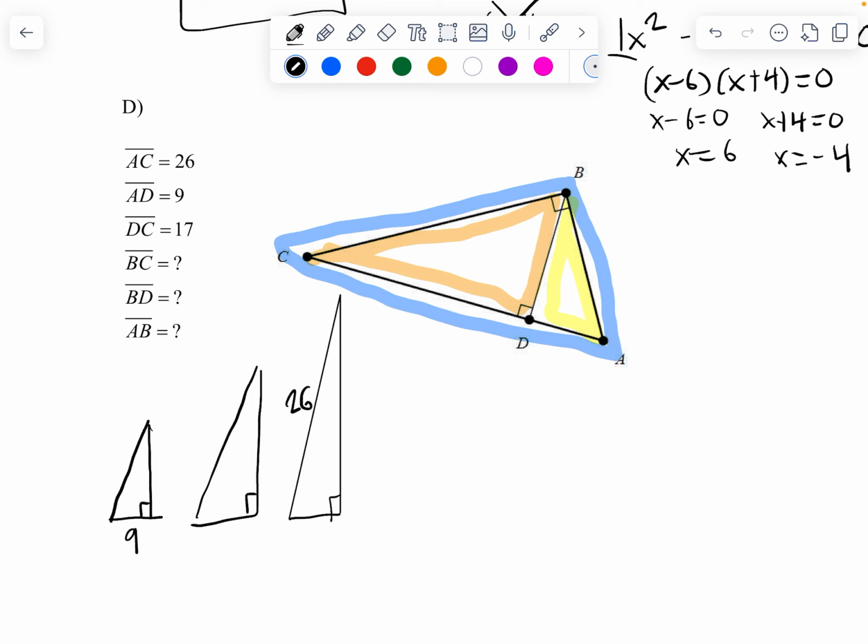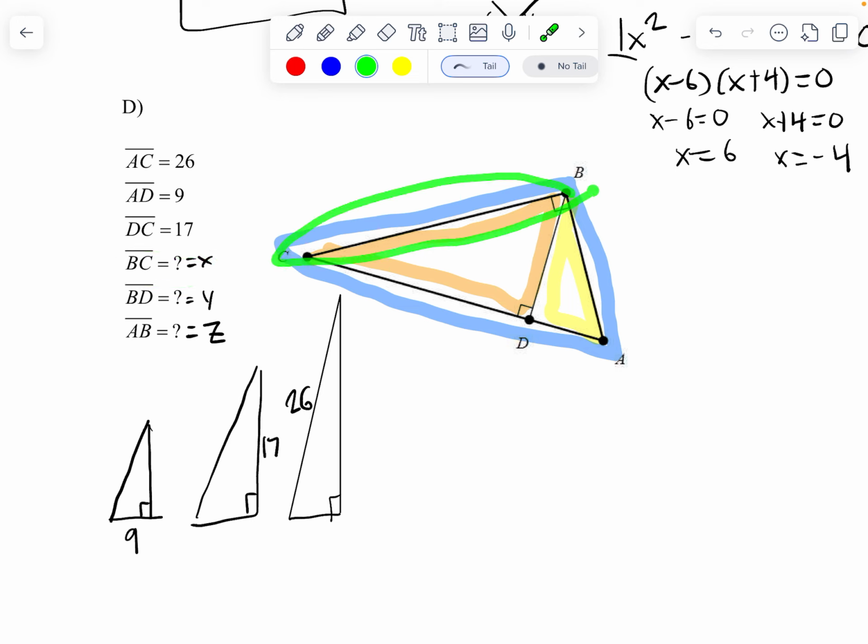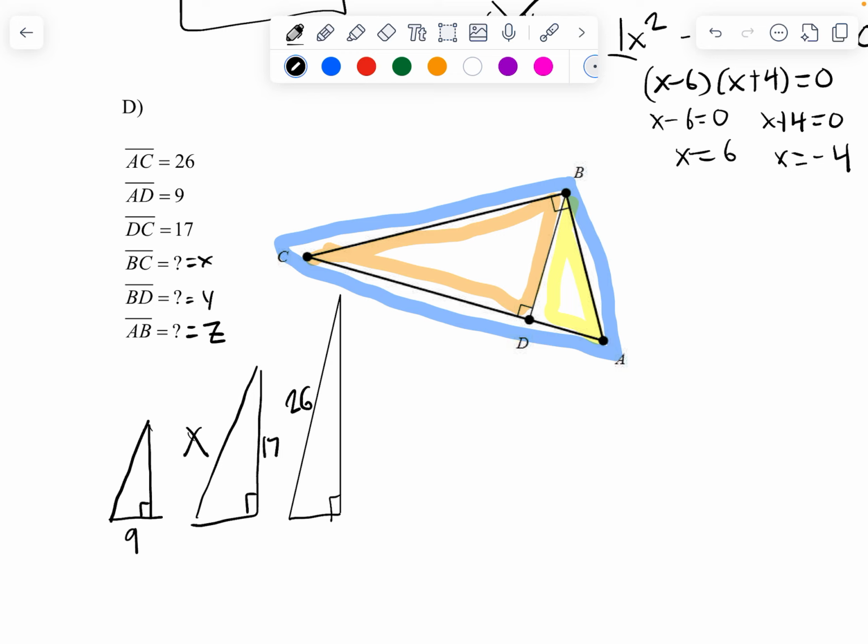Now, DC, we can see is right here, right? It's a part of our medium triangle, and you can tell that this is the short leg, which means DC is the long leg. So DC is 17 right there in that triangle. Now, we just have to fill in the last pieces of information. I'm going to call BC X, BD Y, and AB Z, just so we have some letters to use. So BC is right here. You'll notice that's the hypotenuse of our orange triangle, right, of our medium triangle, so it'll be that side. So I'm going to put an X down there.